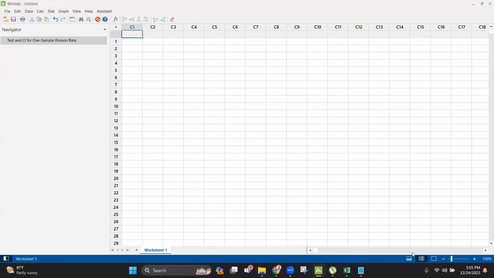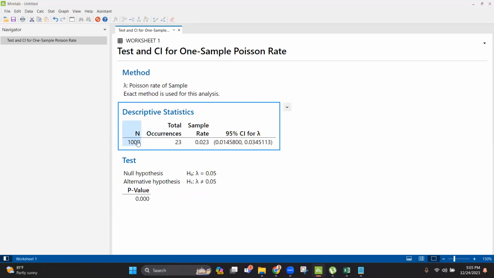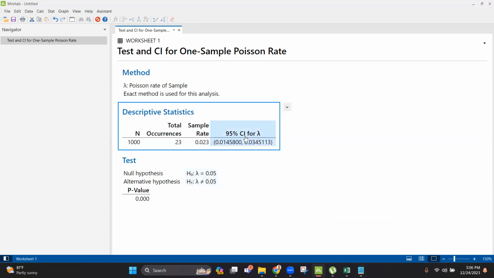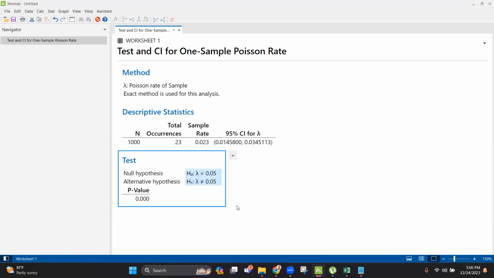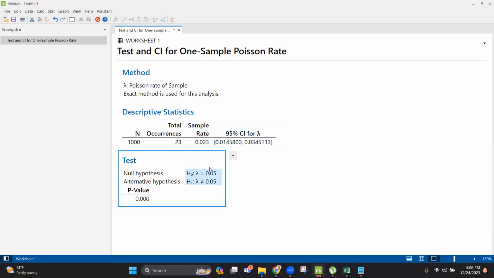So what does this indicate? If you read the hypothesis, 23 out of 1000 is a 0.023 defect rate, which statistically, as per this data, ranges from 0.014 to 0.03. And your target, 0.05, is outside the 0.023 confidence interval. So mathematically, obviously, these two values are not the same, and statistically they are also not the same. 0.023 is ranging from 0.0145 to 0.0345, which is much lesser than 0.05. So they are statistically different.